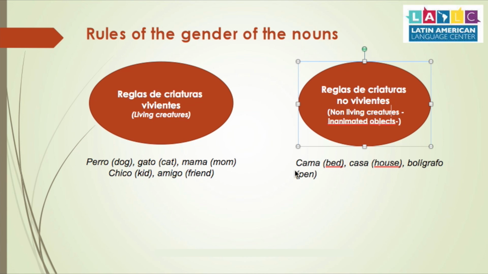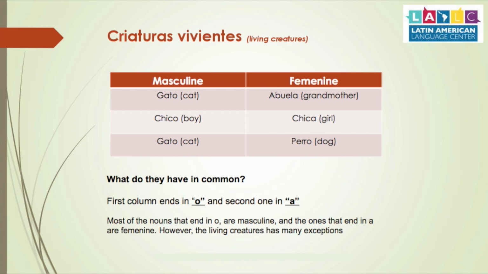And then you have non-living beings. So criaturas o seres no vivientes, which means non-living beings. For example, pen, house, or bed, right? Are they living? No. And why do we have two big groups? Because they have different rules, okay? They have two different rules. So let's go to the first rule. The rules of living creatures.